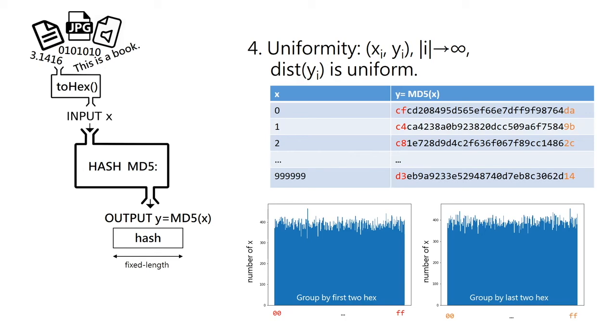We also show the grouping result using the last two hexadecimal digits. It still shows the result is quite even. It indicates that the MD5 function can evenly distribute input values to output values.